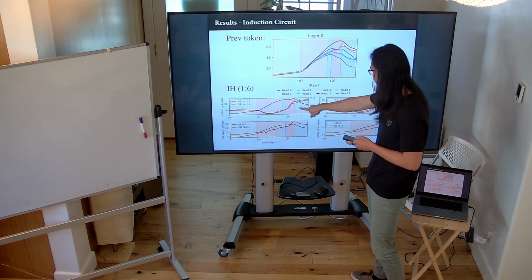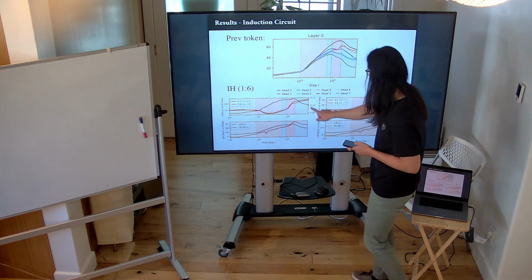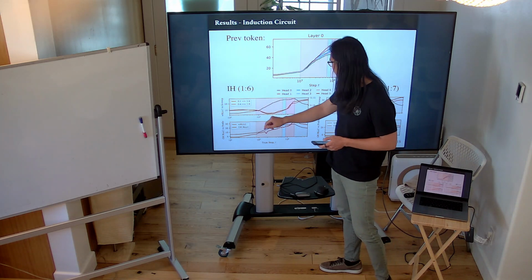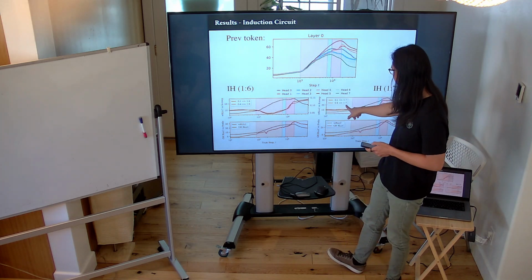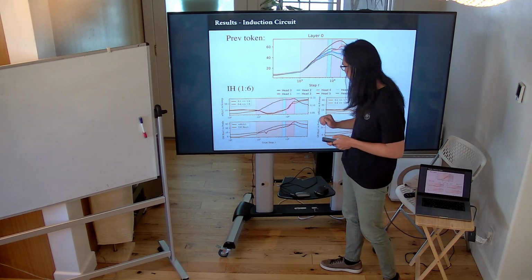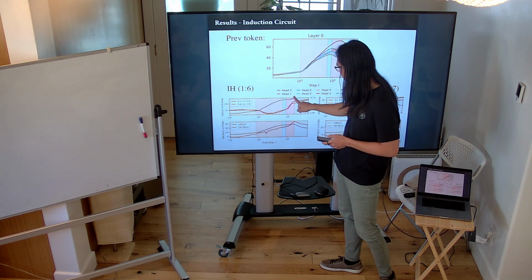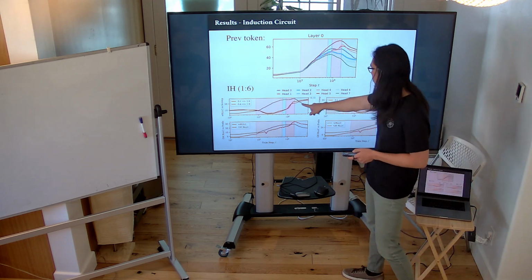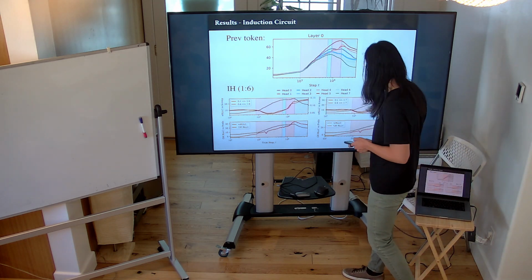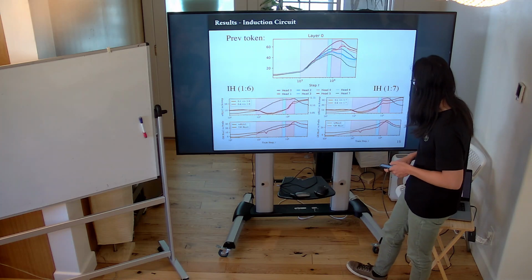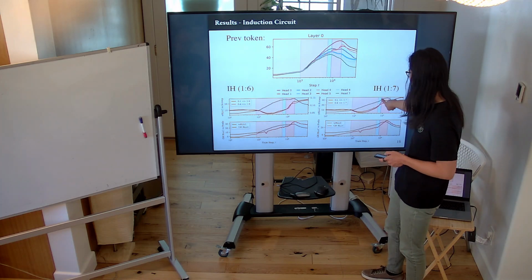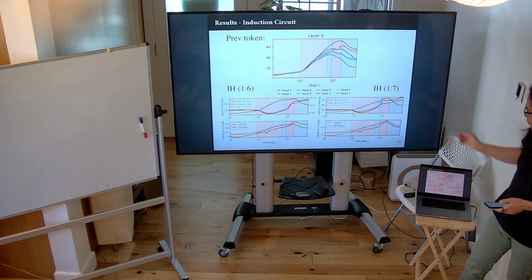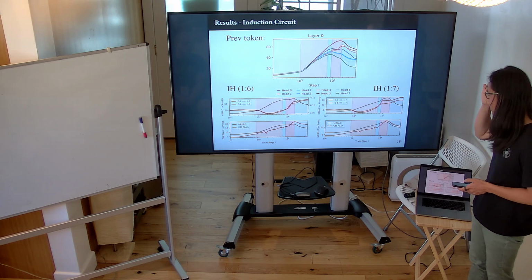If we look at these red and orange lines in these plots, these are the composition scores of head 1.6 with both of the previous token heads, and these are the ones for 1.7 with both of the previous token heads. Then we can see there's a sort of plateau in the composition score that coincides with the second peak here. This isn't quite a peak, but there is a clear kink in the curve here that corresponds with the plateau in the composition scores in that case as well.